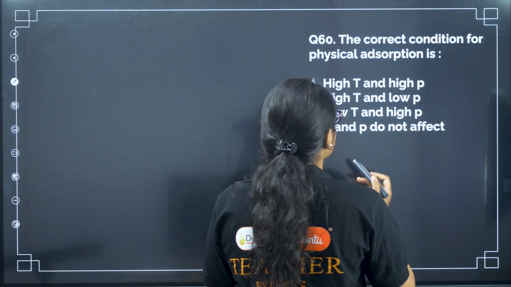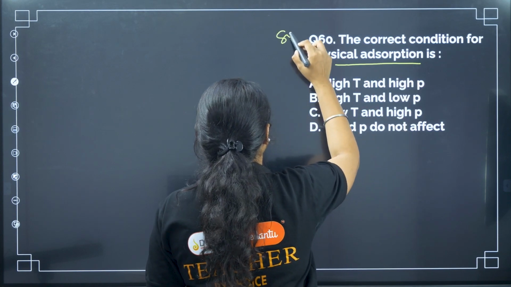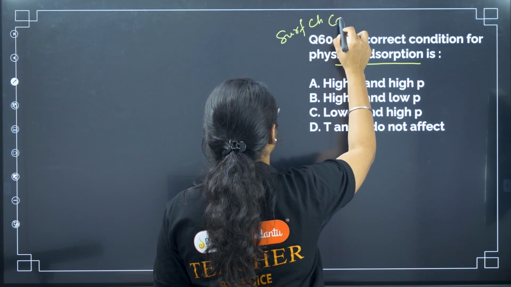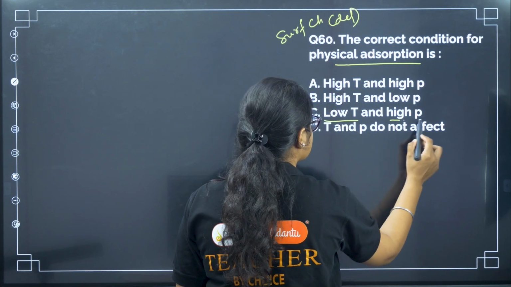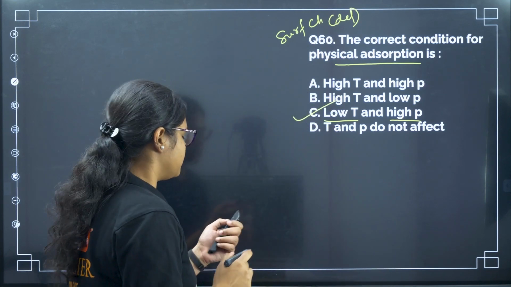Next, the correct conditions for physical adsorption. So this question is again from surface chemistry, that is your deleted portion. So low temperature and high pressure. Okay, the correct answer is option number C.